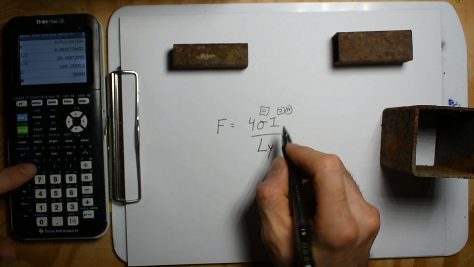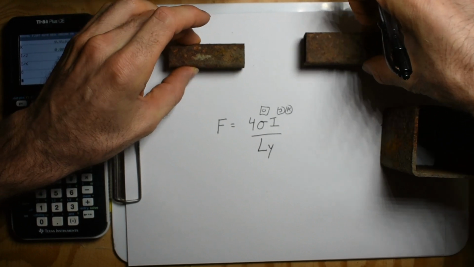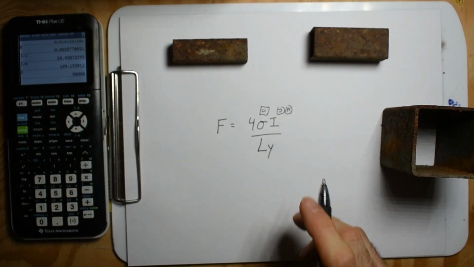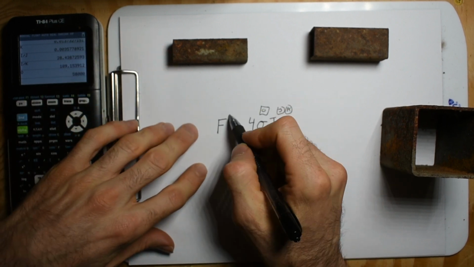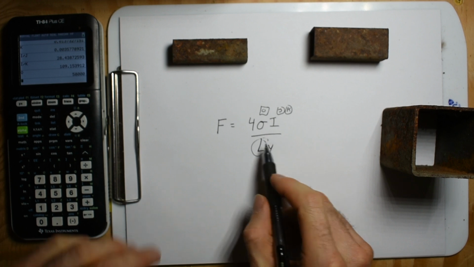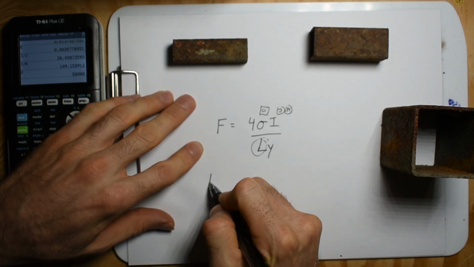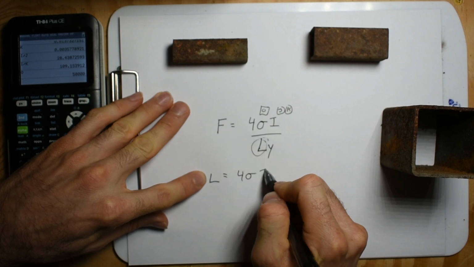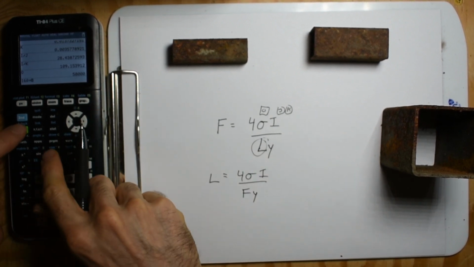Well, our length is what we want to find. I have a bunch of lengths of this steel out in the garages. Now I want to know what length, since I know how much I weigh. I'm going to stand in the middle of them. So we need to rearrange this equation for length. All we got to do is bring the length upstairs, force downstairs. So length is equal to 4 sigma I over force y. So 160 stored as alpha F.